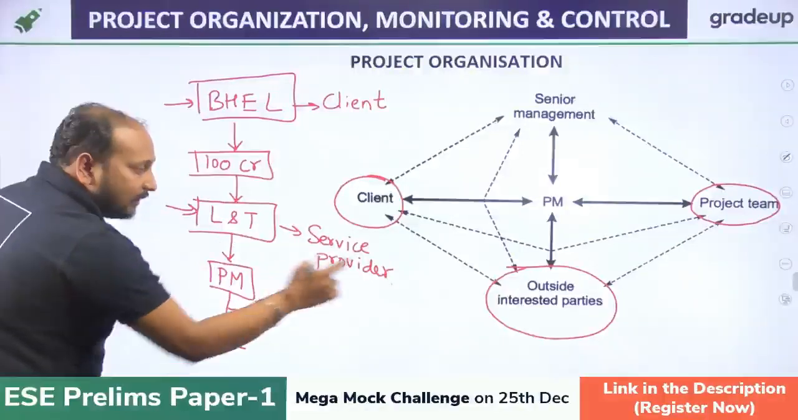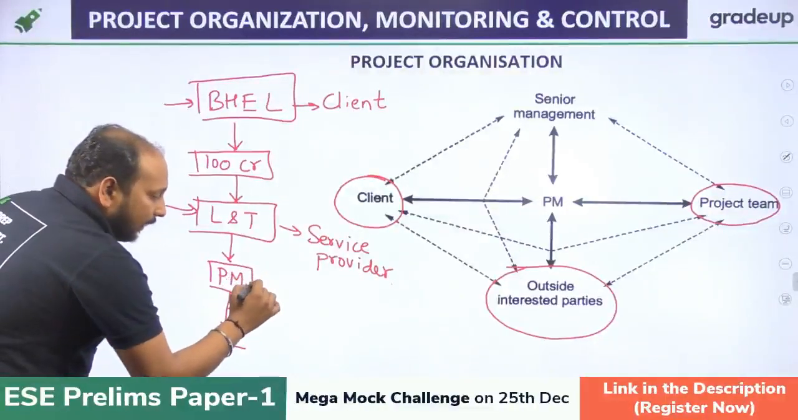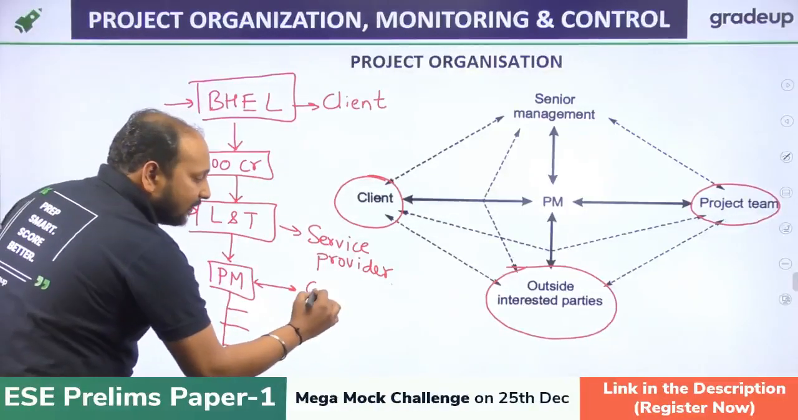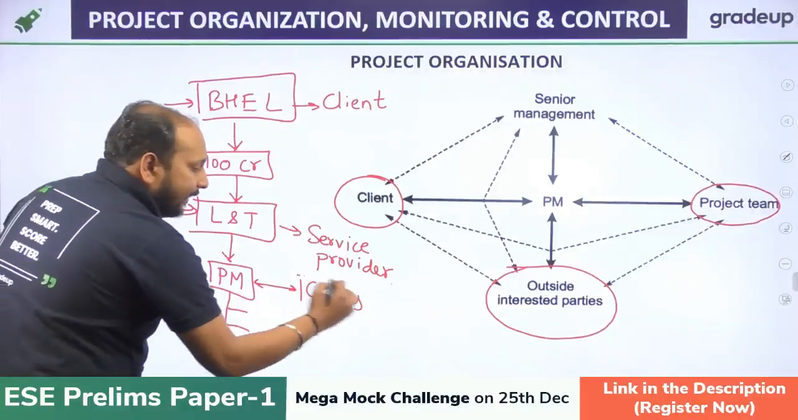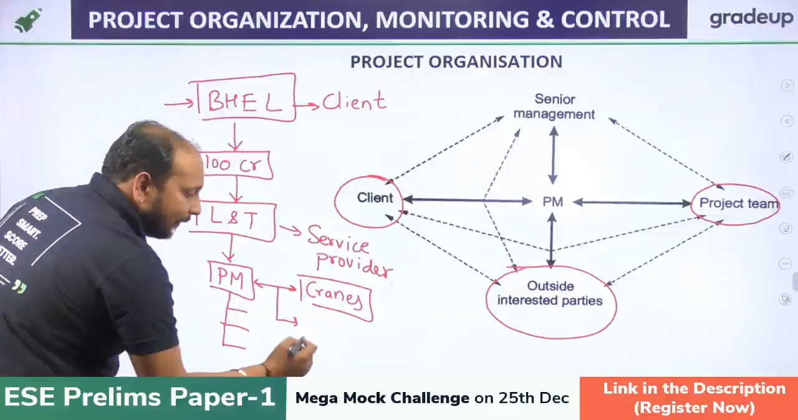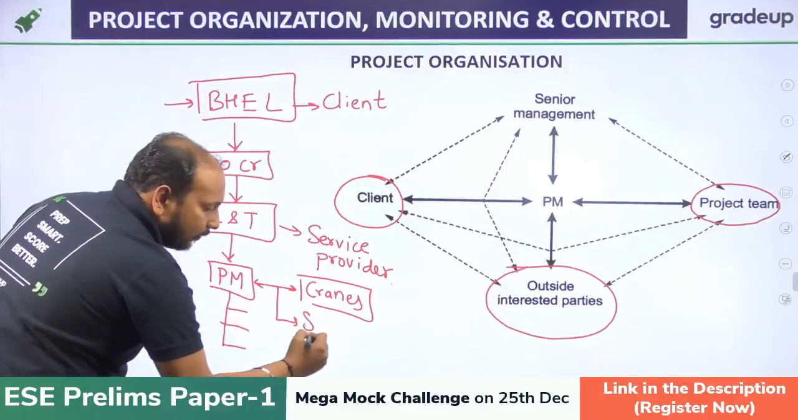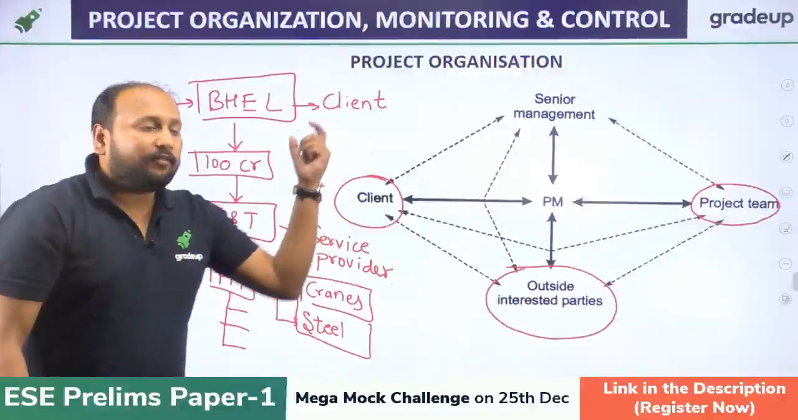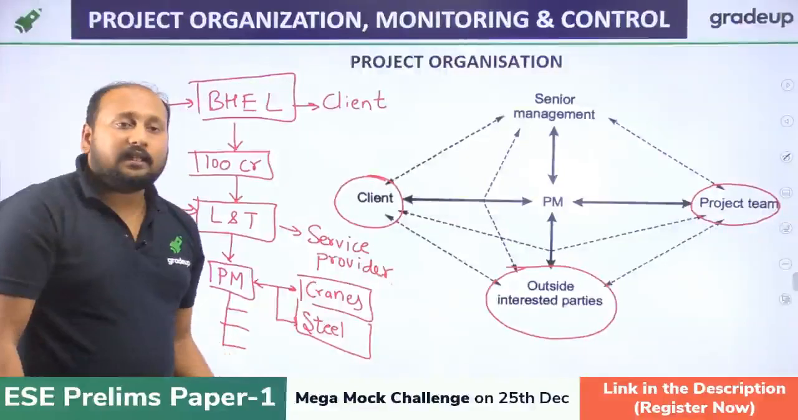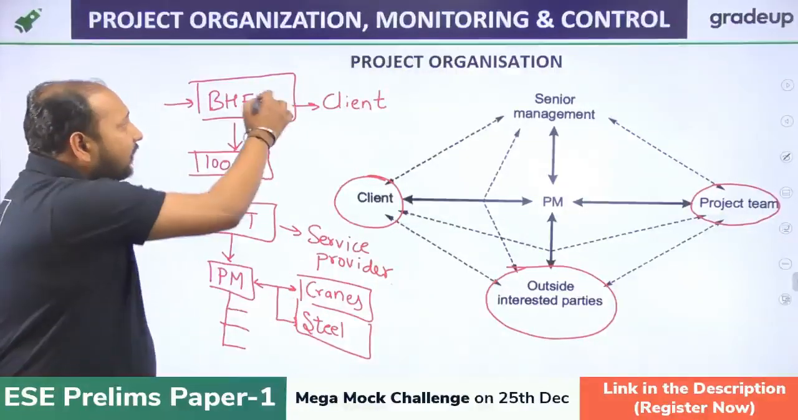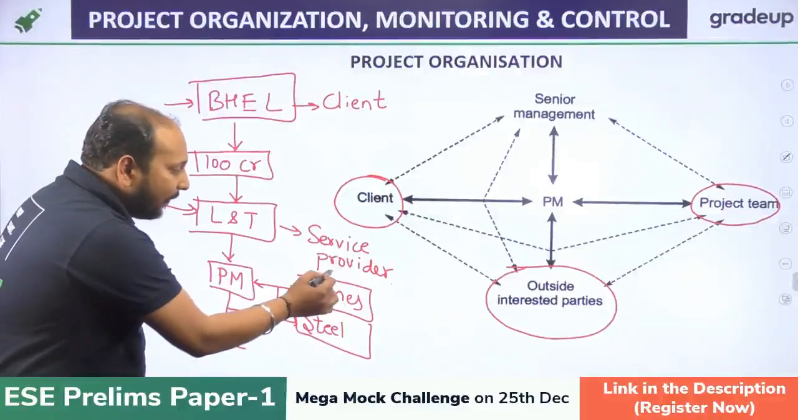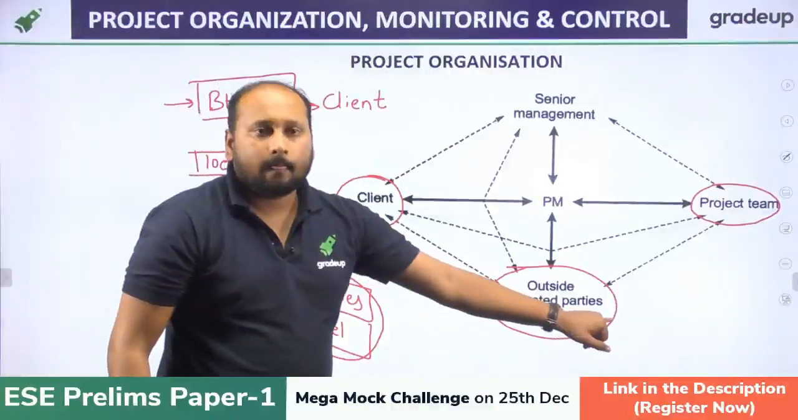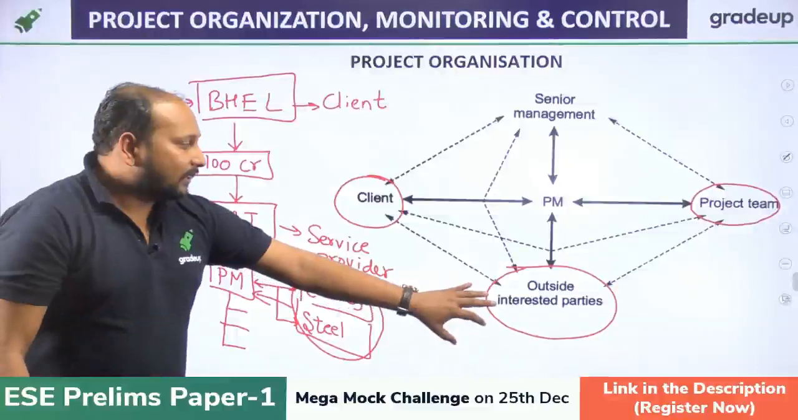Now if I talk about the third parties, this PM will also be associated with some vendors. For example, he needs some cranes. Clear? He deals with some resources, like steel. So these are the different resources. Now BHEL won't be giving the cranes and steel directly. These are basically third parties. They are not directly associated with BHEL. So these third parties will only be dealing with this project manager, not with BHEL. That is written over here. Clear, Prakash?